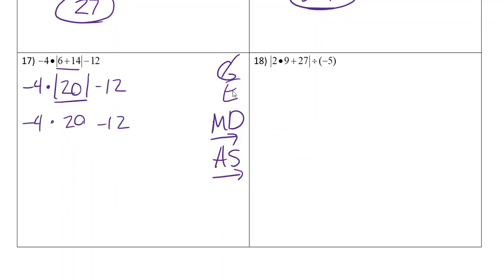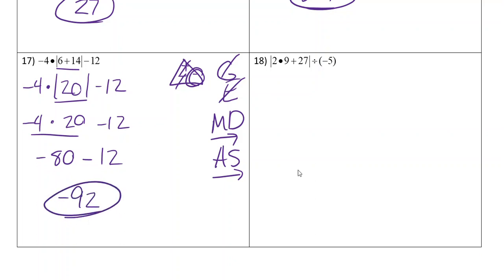So no more groupings, no more exponents. I have to do this multiplication here. Negative 4 times 20 would be negative 80. Think of your triangle. Positive slope to the top, negative sink to the bottom. Negative times a positive is a negative. And then I have the minus 12. That's 80 negatives, and 12 more negatives give me a total of 92 negatives.